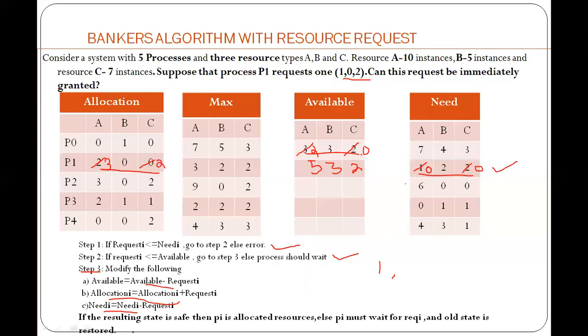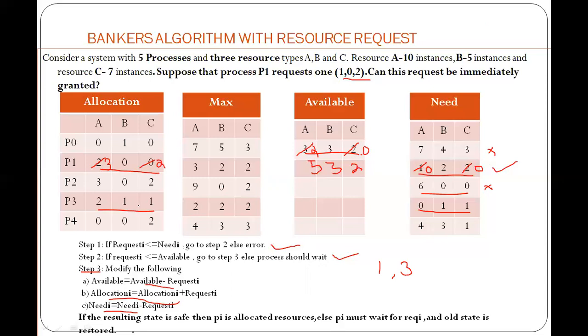What about P2? Can we grant resources to P2? No. Why? Because its need is much greater than the availability. That is, 6 is greater than 5. So you can't grant resource to these two. And what about P3? Can you grant resource to P3? Definitely you can grant because its need is much lesser than the availability. So I'll write 3 here. When you grant resources to P3, after it finishes, it will release its resources.